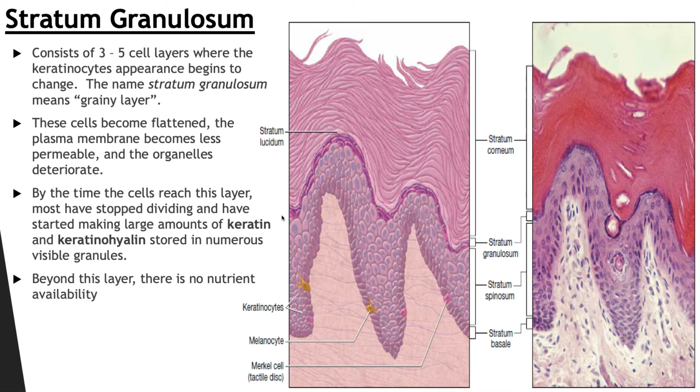Okay. And beyond this layer, there is no nutrient availability, so that's why you have a bunch of dead skin cells at the top there.